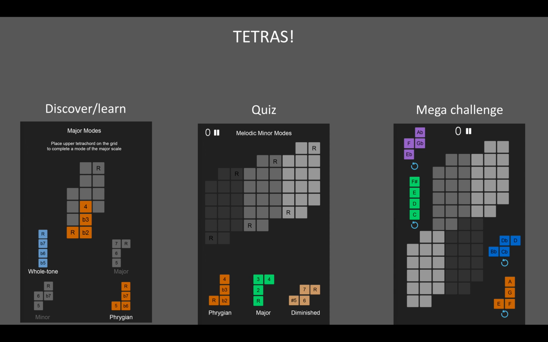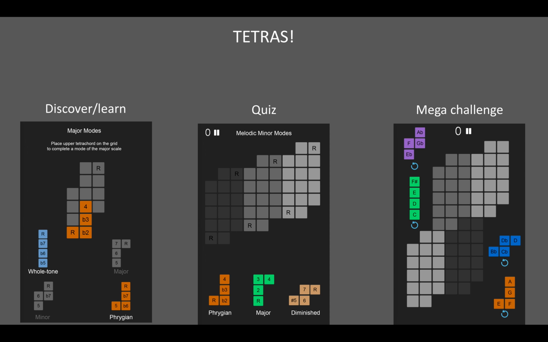So there are three basic panes to this application. On the left, there's Discover mode, where a music student that may know the B flat scale and C scale, or maybe just a few scales, can walk themselves through this Discover area and teach themselves how to make scales and modes using tetrachords by dragging and dropping.